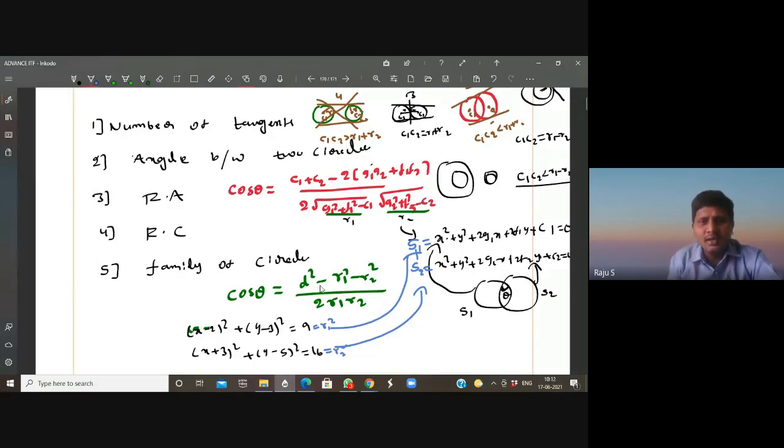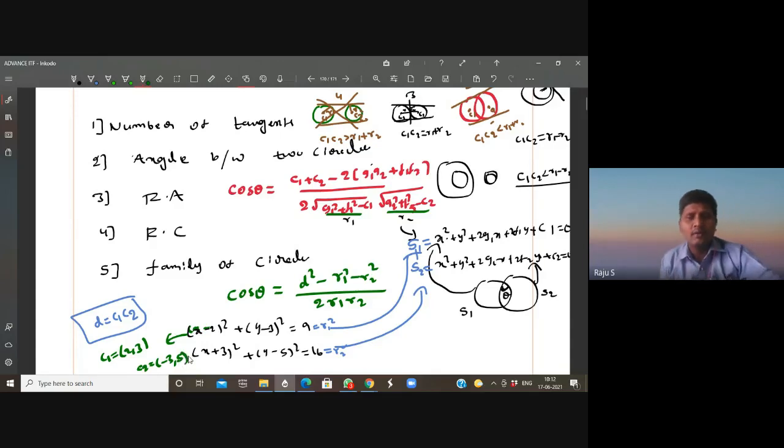Small d is equal to C1C2, the distance between two centers. What are the centers here? From the first one, center C1 is h comma k, since it is in the form of x minus h the whole square, y minus k the whole square, that is 2 comma 3. The second center will be minus 3 comma 5. We know C1, C2, just find the d value. Then directly substitute r1, r2. That's all. This is the angle between two circles.